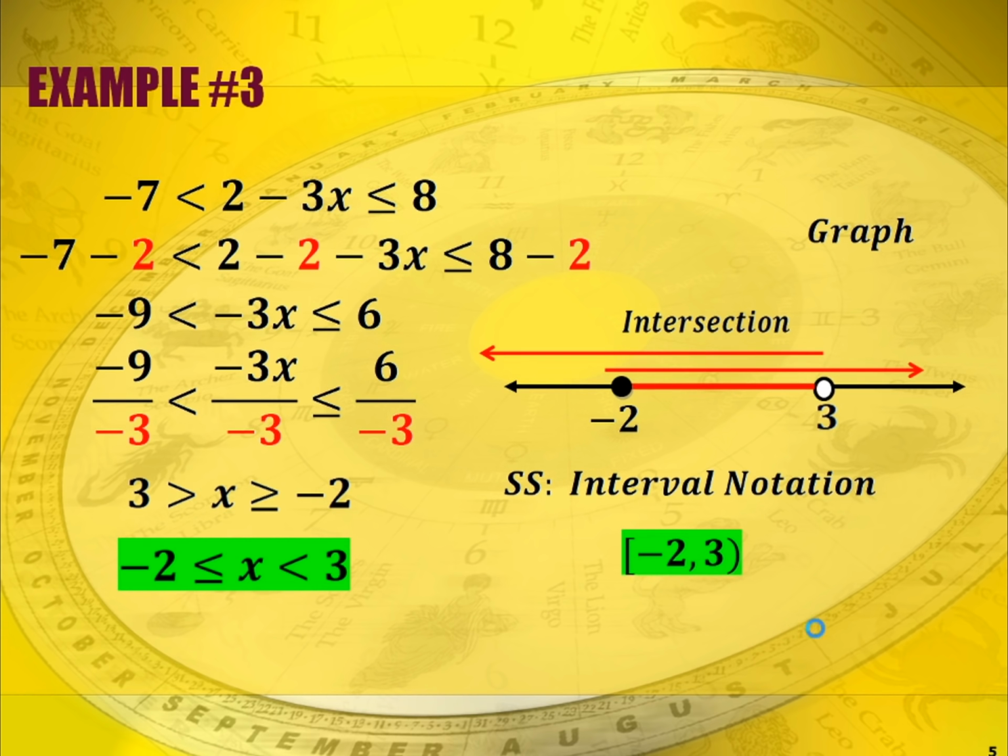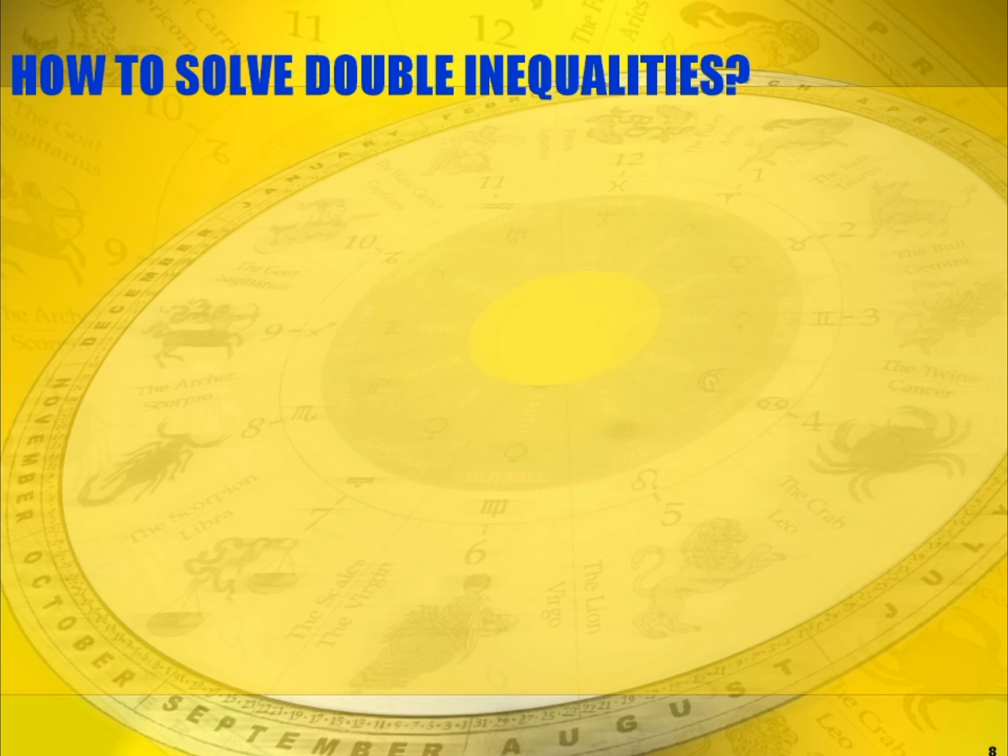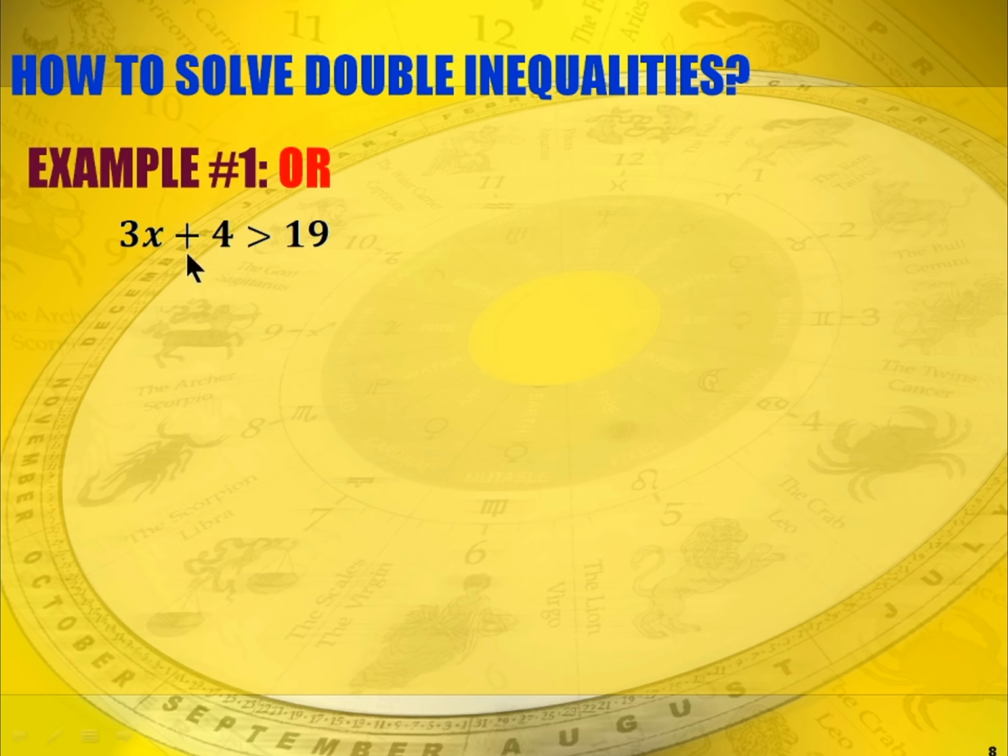Alright, any questions on how to solve double inequalities? Guys, this time, let's go to example number 1 for OR. We have 3x plus 4 is greater than 19, or 4x minus 1 is less than 23.